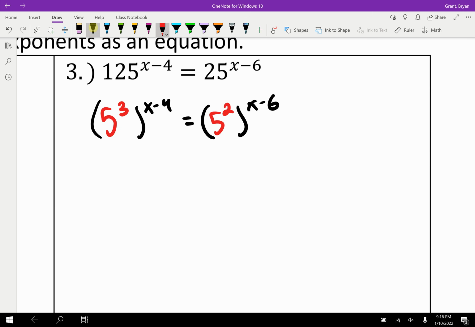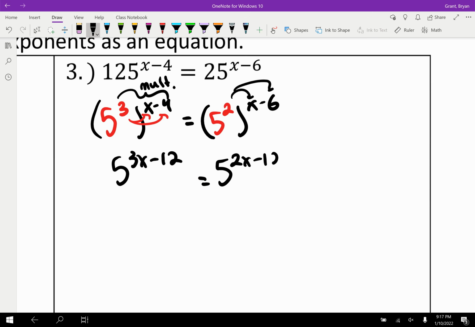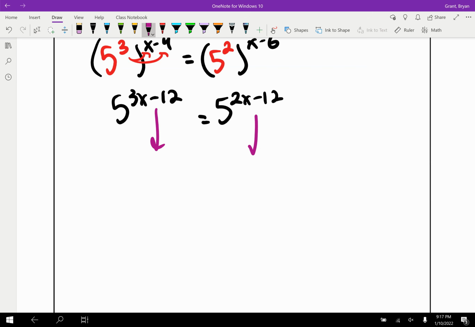Now, I did mention that simplifying each side is going to be useful, and we know we have to multiply these together. To multiply those together, though, we need to multiply the red 3 times everything in black, which means, that's right, distributive property. So we end up with 5 to the 3x minus 12. Same thing here, 5 to the 2x minus 12. Now, when we set the exponents equal, 3x minus 12 equals 2x minus 12, don't lose sight of the fact that we want to move all of our x's together first.